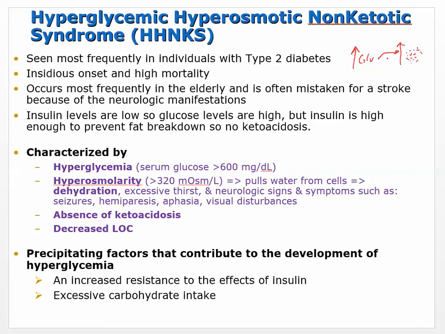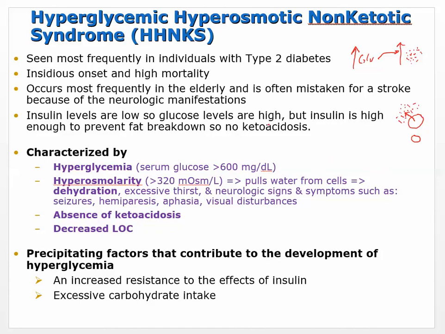Okay, so that means that your blood volume is going to rise. So seen most frequently in individuals with type 2 diabetes, insidious, which means that it's slow and not noticed, onset, and high mortality. So it occurs most frequently in elderly, is often mistaken for a stroke because of the neurological manifestations. When you have this increased osmotic potential, it's going to start sucking water out of cells, and neurons are cells. And so this high osmotic potential out here is going to pull that water out, and these cells will shrink, and that's going to interfere with their function. So that's why there are neurologic manifestations.